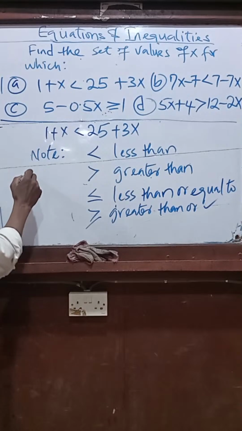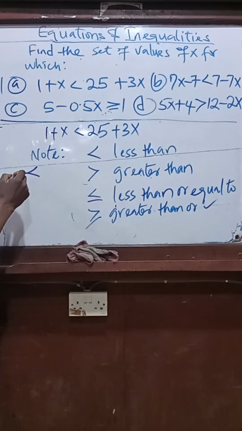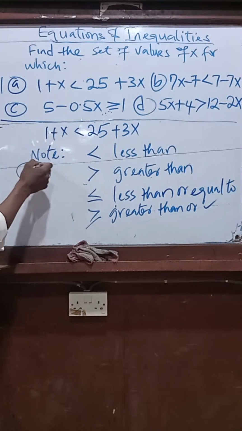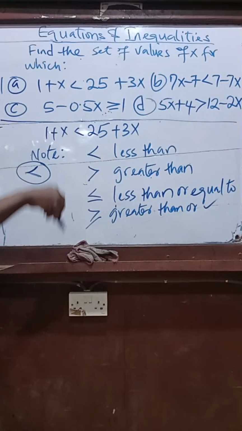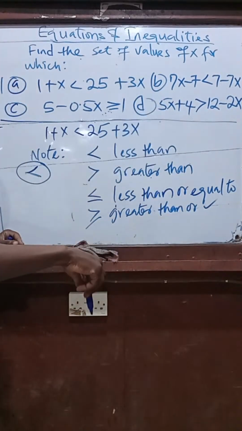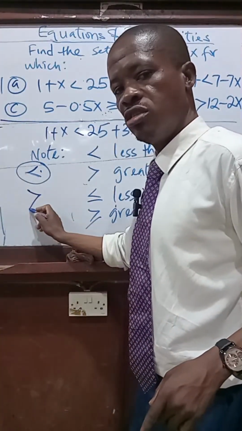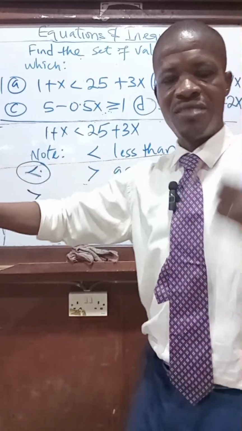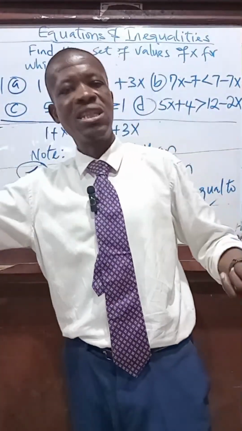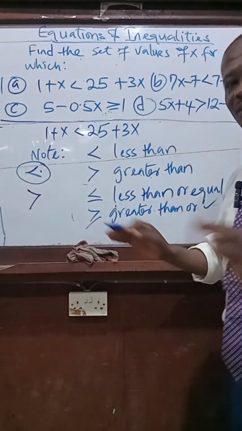Another thing to note, when you have this sign and you are multiplying or dividing by a negative, either multiplying or dividing, that sign will change to the opposite of it. If it's less than, it will change to what? Greater than. If it's greater than, it will change to what? Less than. So these are the things we need to note.